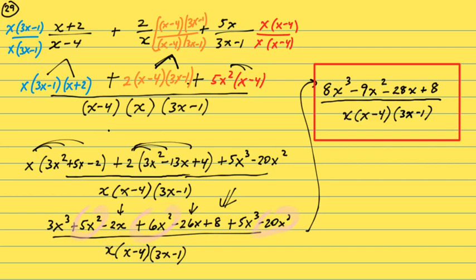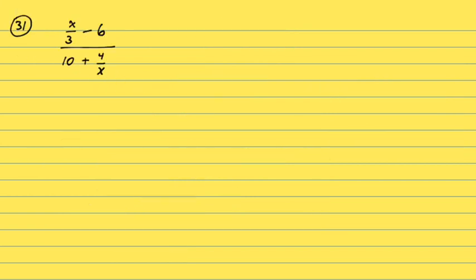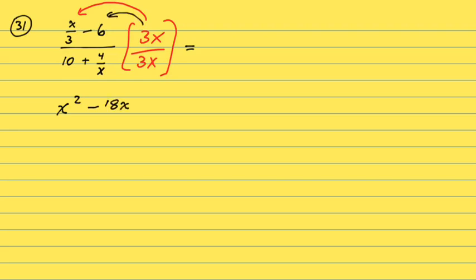Okay, in the interest of time, I'm going to see if we can get at least one more done. Here's a complex fraction. My common denominator is 3 and x. So 3 times x would be 3x. So I multiply by a fancy form of 1, which is a common denominator over itself. If you multiply here, the 3's cancel, leaving me x times x, which is x squared. When I multiply here, nothing cancels, and that gives me an 18x.